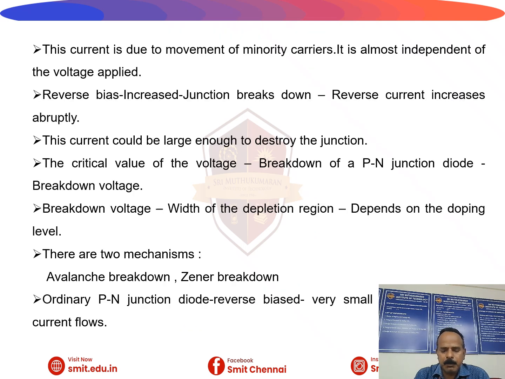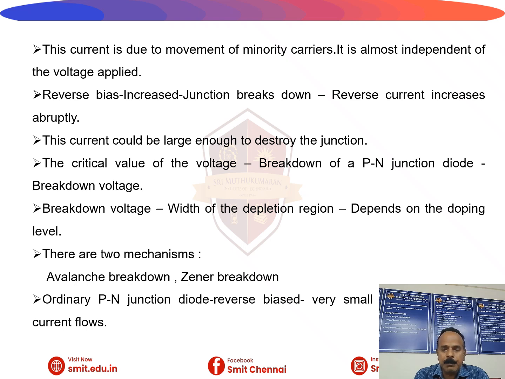The minority carrier movement in reverse bias we have to see in a lightly doped PN junction diode under reverse bias condition. The depletion region is large. The minority carriers, such as electrons in the p region and holes in the n region, move towards the junction due to the applied reverse bias.